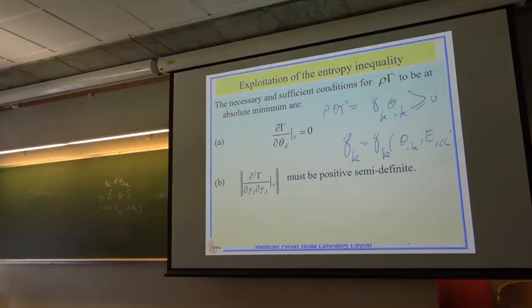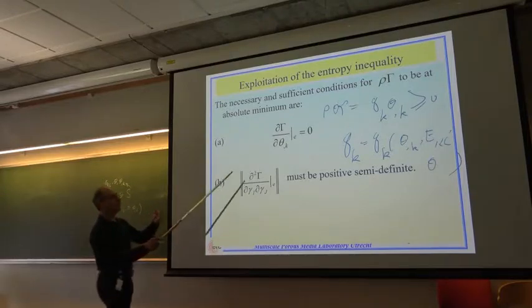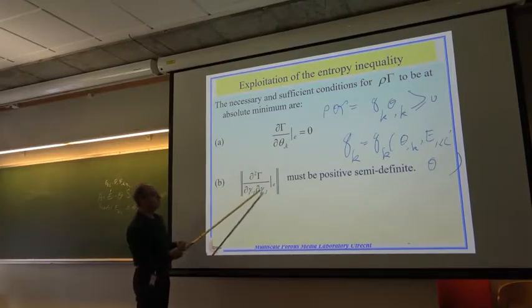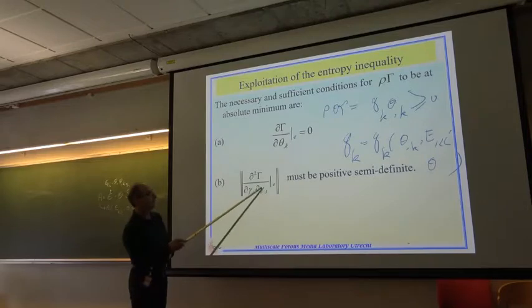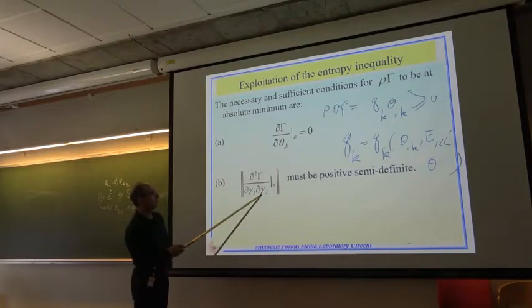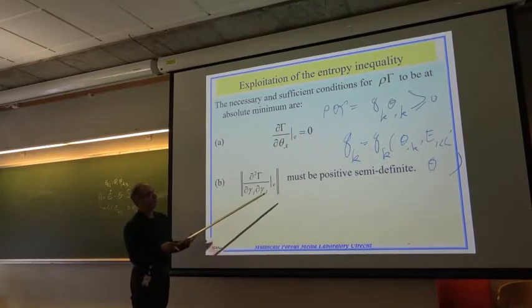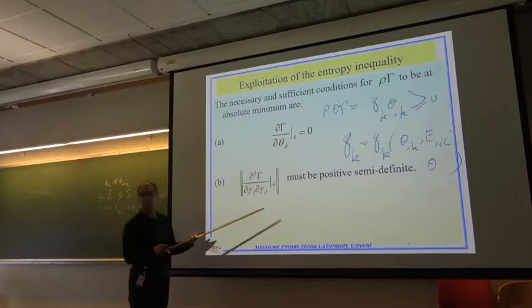I'm not concluding that. The only thing it is telling me is that this must be positive semi-definite, whatever the relationship. So that means that it can be zero. It doesn't have to be zero, it can be zero. Positive semi-definite means larger than or equal to zero, so it can be zero.